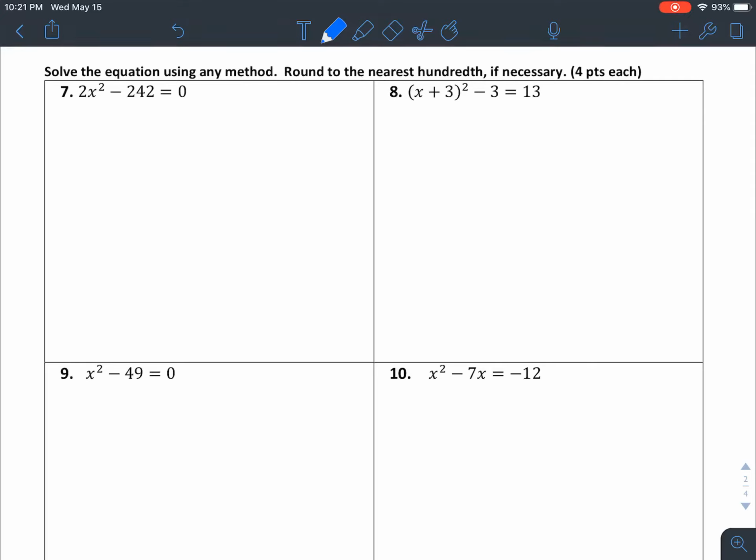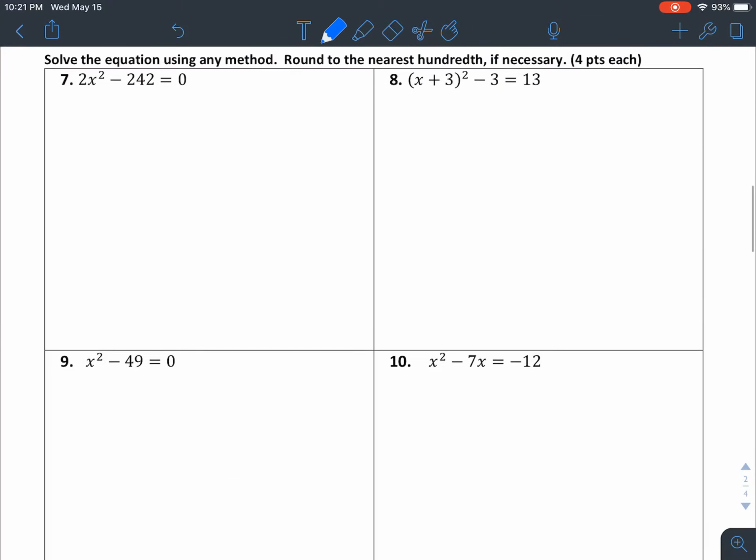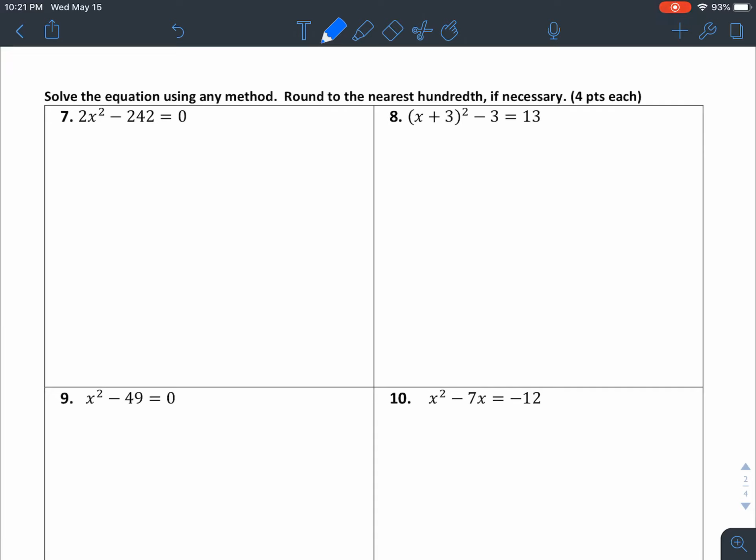All right, page 2 of our test review. This one's going to be a little more open-ended because all 6 problems on this page have the same set of instructions. All it is asking you to do is solve the equation using any method, and if necessary, round to the nearest hundredth. So now round to the nearest 2 decimal places.